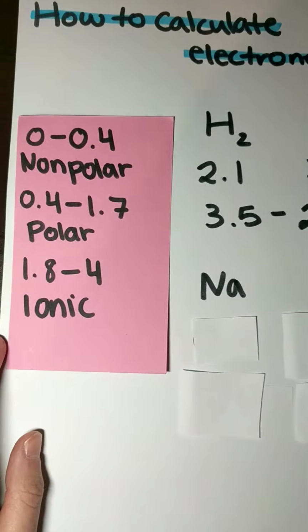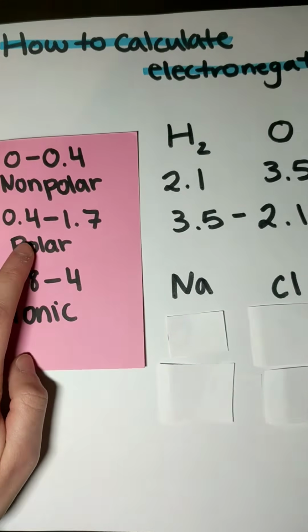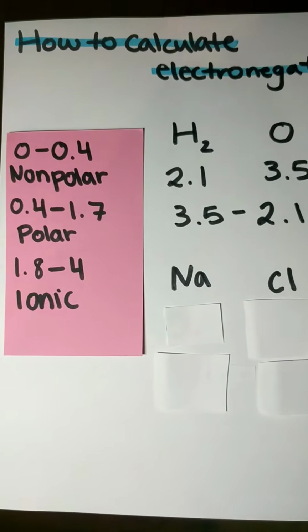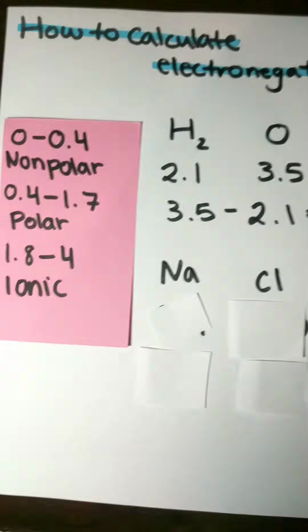So if we look at our chart over here, that means that this bond is polar, as it falls between 0.4 and 1.7. As a general rule, you should memorize this chart though.